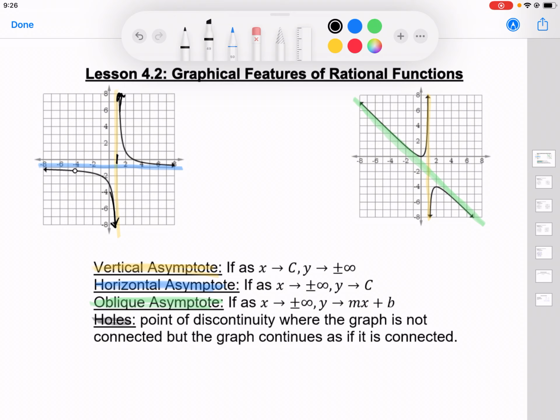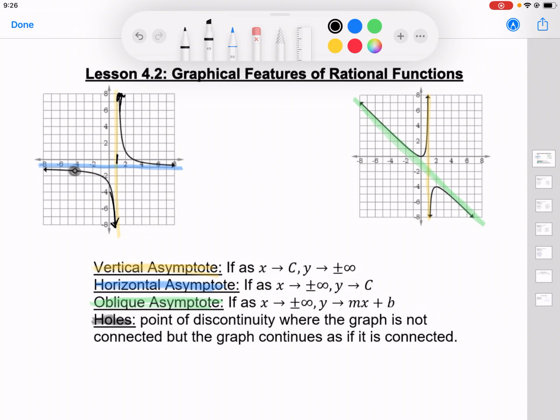Last but not least, we've got holes. Holes are the point of discontinuity, so that's this right here. You'll know it because it's literally just an open circle somewhere. So the graph is connected on either side, but there's a hole in that one specific spot.